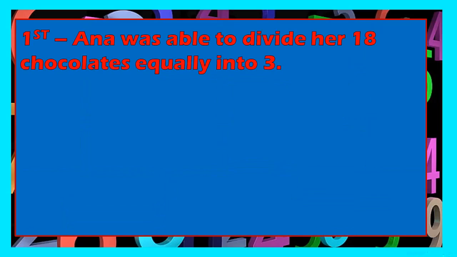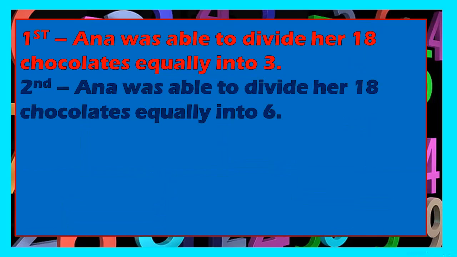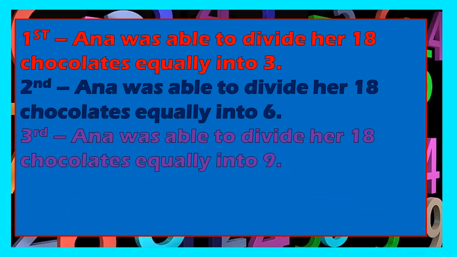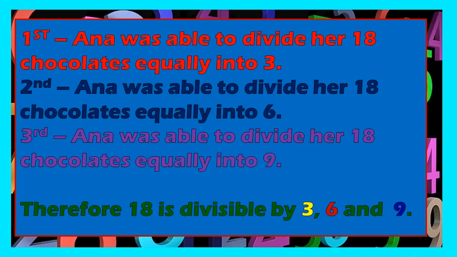First, Anna was able to divide her 18 chocolates equally into 3. Second, Anna was able to divide her 18 chocolates equally into 6. And third, Anna was able to divide her 18 chocolates equally into 9. So what does it mean? 18 can be divided into 3, 6, and 9 equally. Therefore, 18 is divisible by 3, 6, and 9.